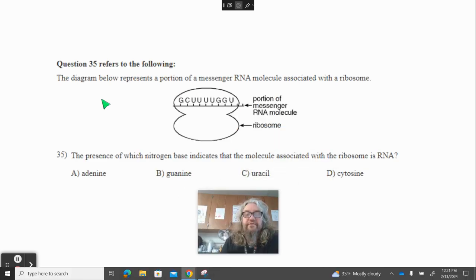Question 35 refers to the following. The diagram below represents a portion of messenger RNA molecule associated with a ribosome. The presence of which nitrogen base indicates that the molecule associated with the ribosome is an RNA? Is it A, adenine, B, guanine, C, uracil, or D, cytosine?